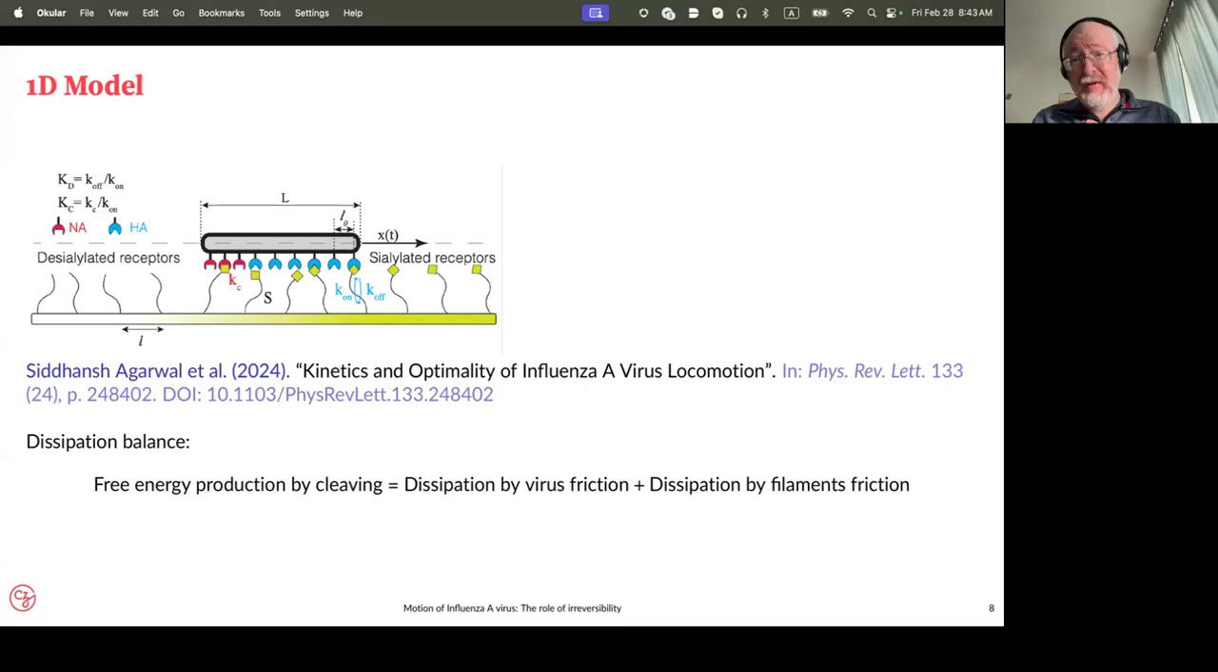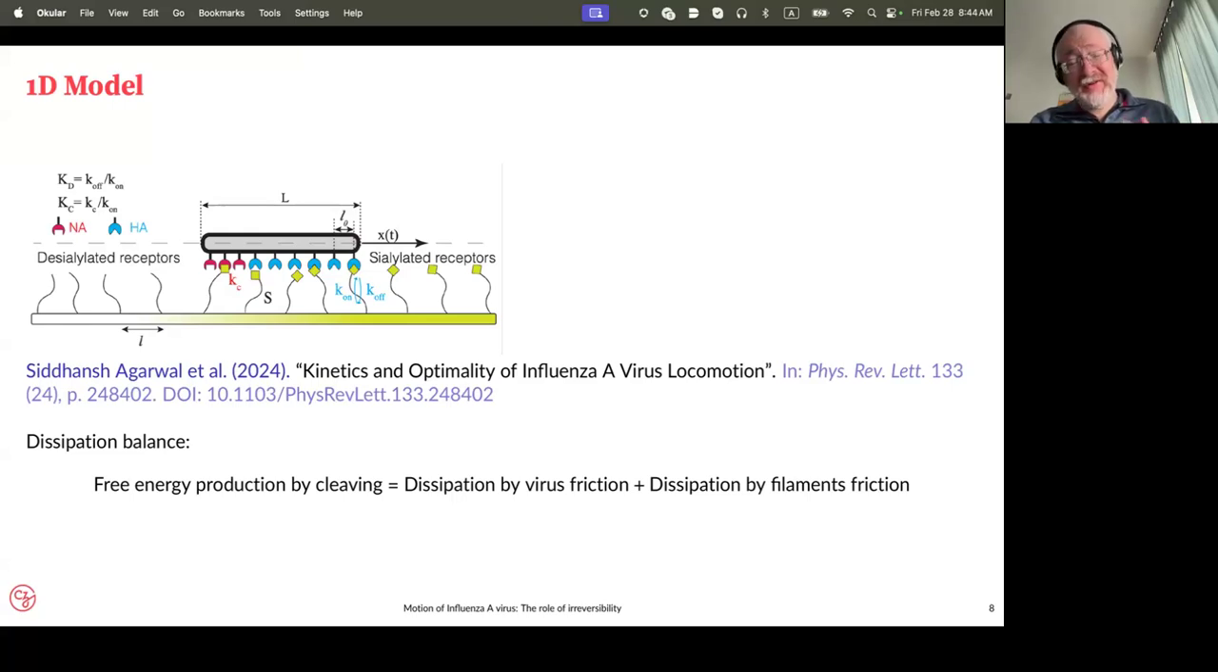When you have this, you can get the energy balance, and the energy balance is very simple. You can calculate the free energy production by cleaving, and it dissipates into the virus friction. Another thing which is important, but a little bit less evident, is the friction of filaments. Basically, when the virus starts to move and you break the filament, if you think about it as a spring, the spring goes back, and because it goes back, there is some additional friction and additional production of heat.